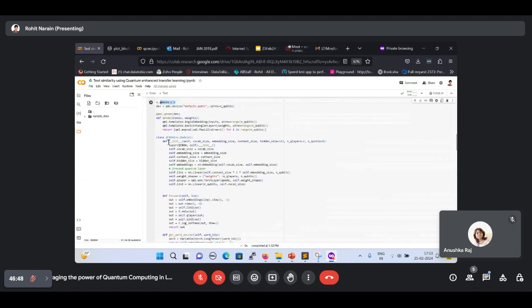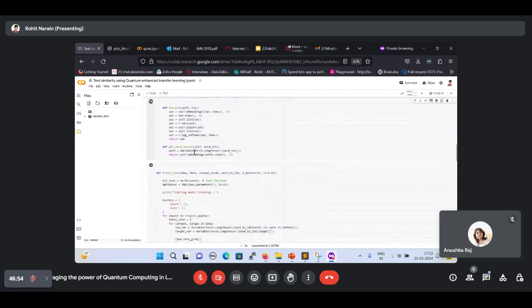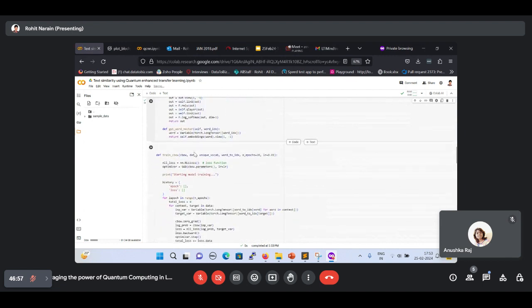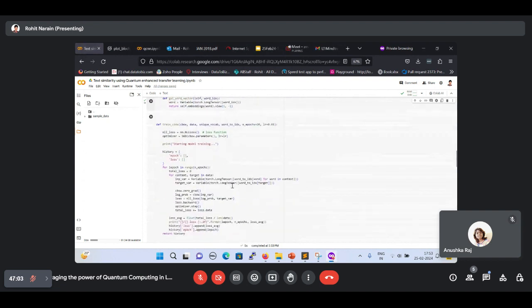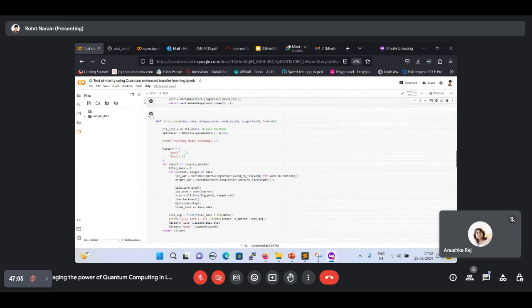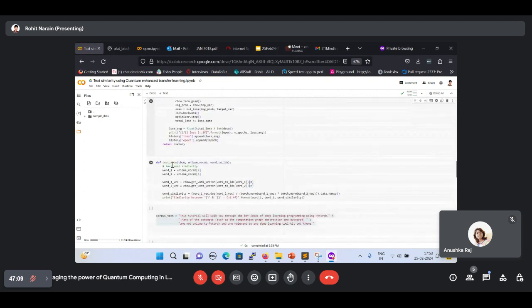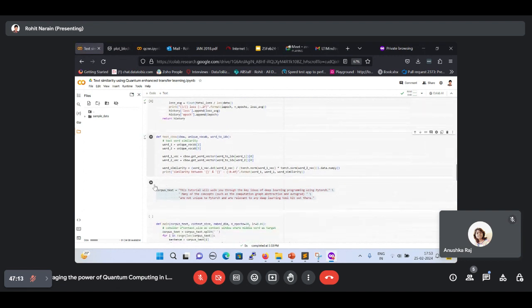First I define these layers in that model. When I run this model over here, it creates the architecture for quantum transfer learning, this class. The second class is to train that model. Here you can see how it will work.